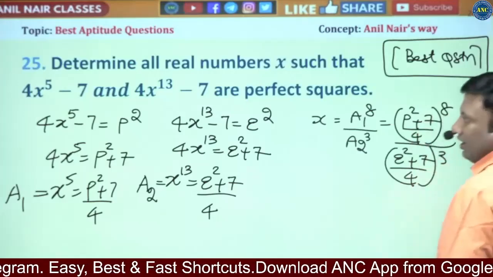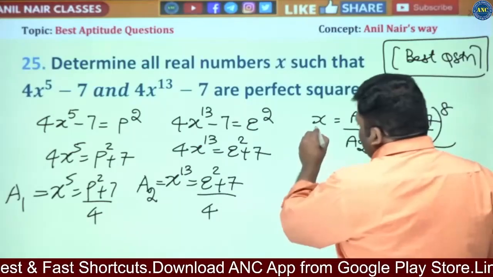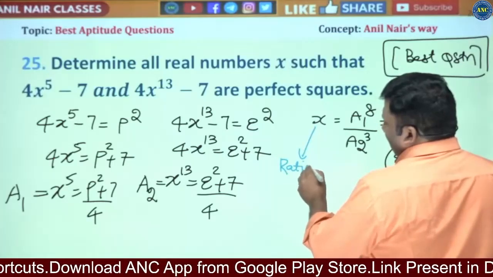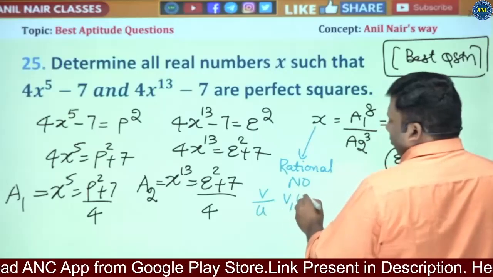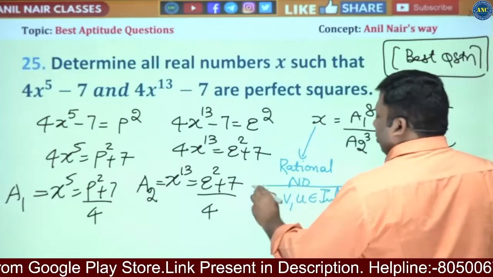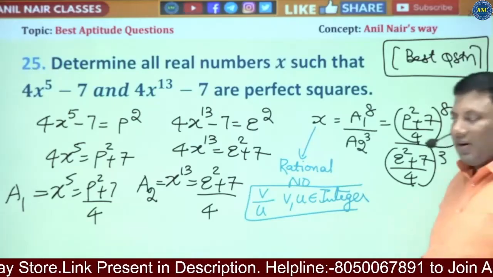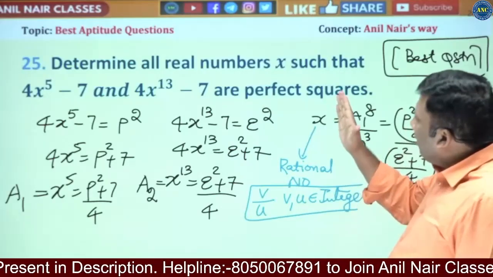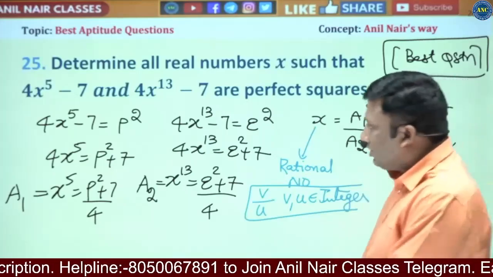There is a numerator and there is a denominator. If x is a rational number, what is a rational number? Rational number will be of the form v by u, where v and u are integers. Rational number will have a numerator as well as a denominator. I hope the idea is clear. Now if you see here, determine all the real numbers such that 4x^5 minus 7 and 4x^13 minus 7 are perfect squares.